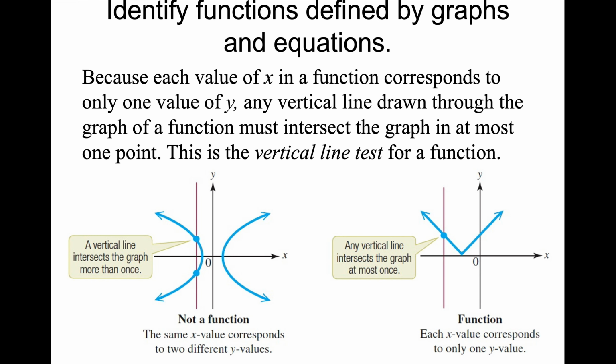Now, I want to identify functions that are defined by graphs and equations. I'm going to have some other examples of domain and range, so you need to watch the other videos for that. It goes a little more in depth. A vertical line is how we tell if a graph is a function. If a vertical line touches the graph one time, then it's going to be a function. If it touches more than one time, then it's not going to be a function. And here are two examples that you can see right here.